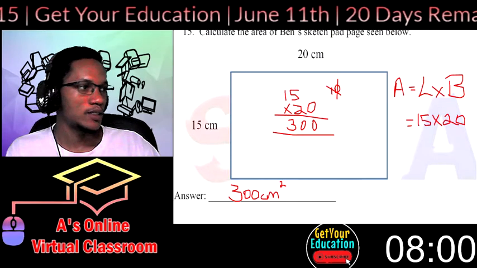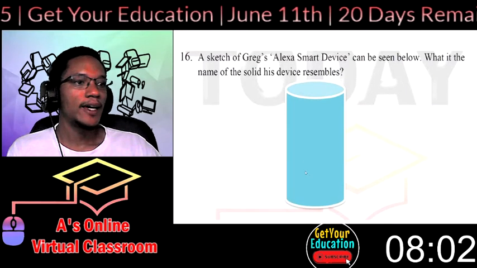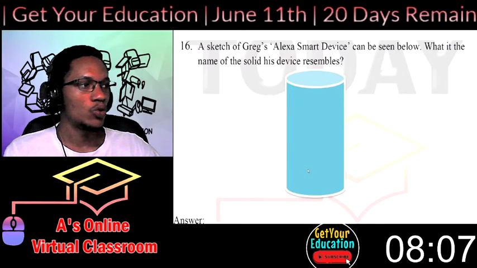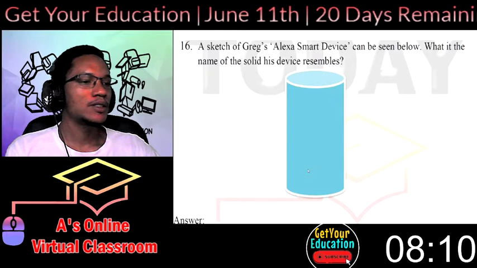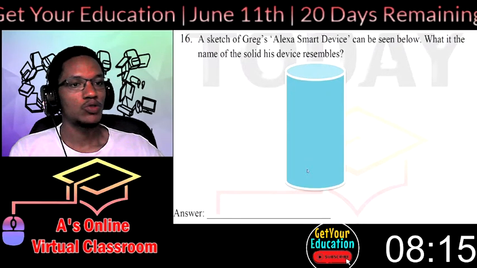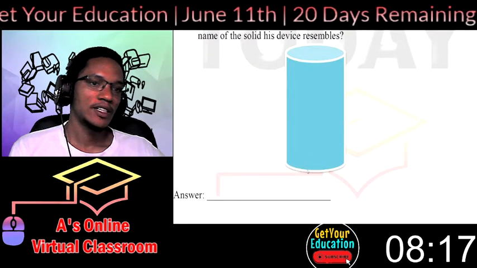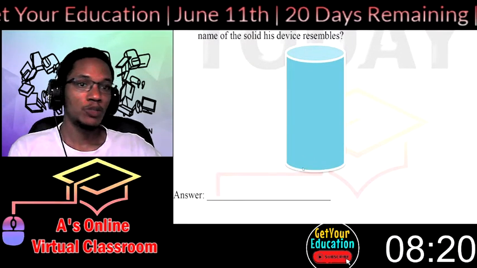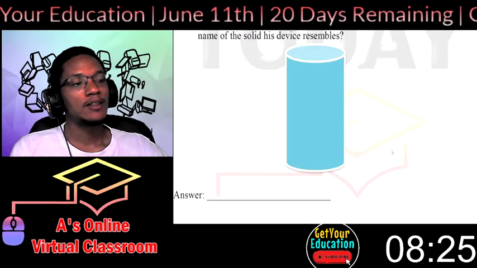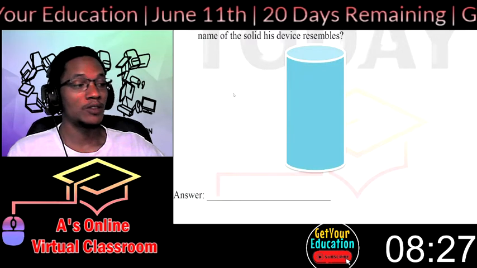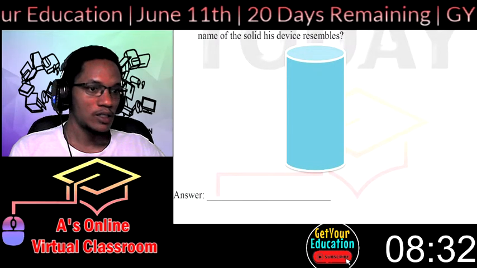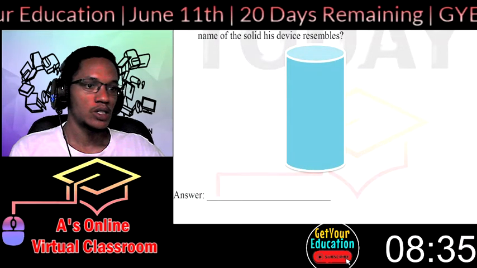Alright, next. A sketch of Greg's Alexa smart device can be seen below. What is the name of the solid his device resembles? Alright, so we're supposed to know all our solids. There are a couple of them. Well, this one is easy to recognize. For those of us who have an Alexa smart device, you right away will know that this is a cylinder.